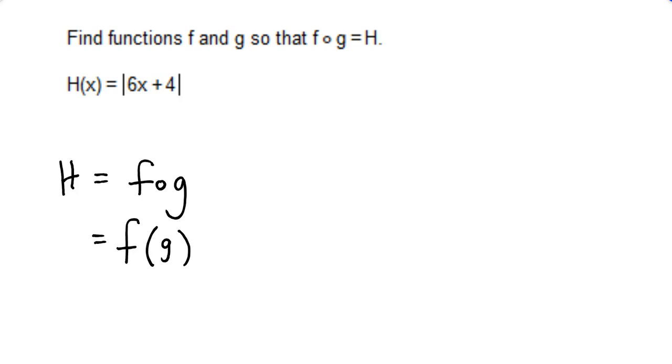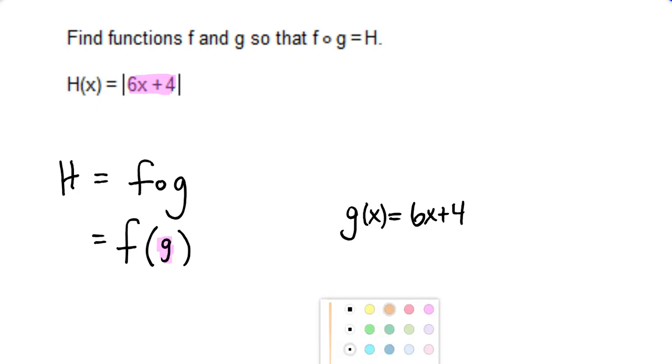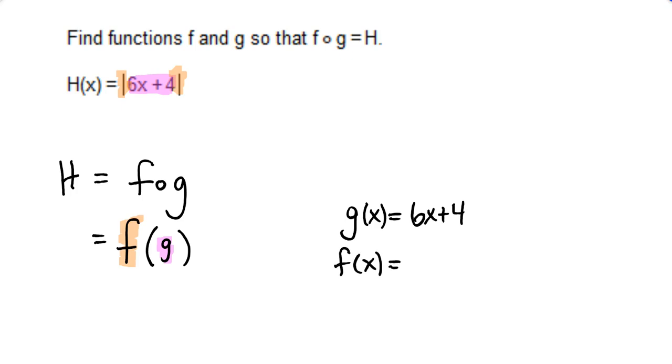When I take a look at this particular example, I've got an absolute value, and inside that absolute value I've got 6x plus 4. Because that 6x plus 4 is on the inside, I'm going to let that be g. g of x is 6x plus 4. That's the inside function. And then on the outside, I have the absolute value, and that's what I'm going to let f be. So f of x is equal to the absolute value of x.